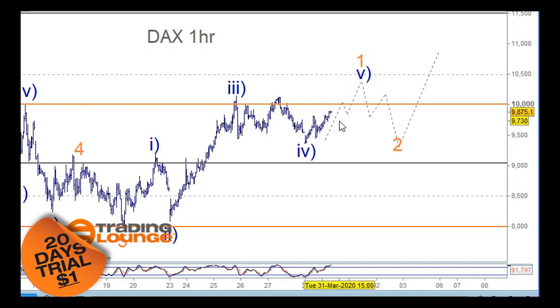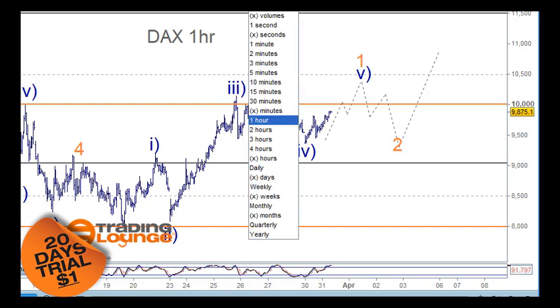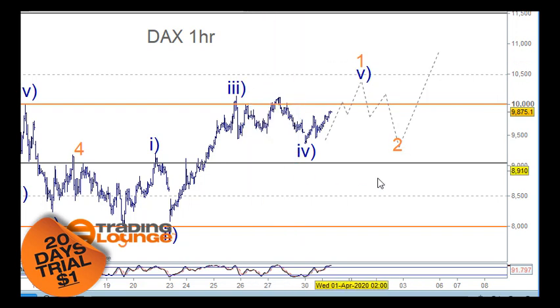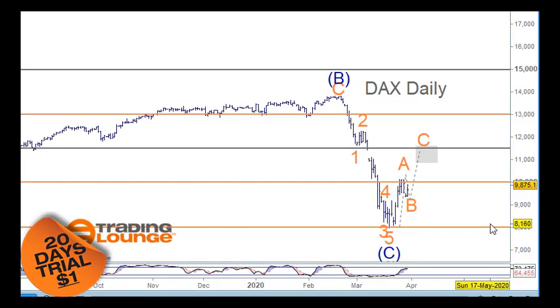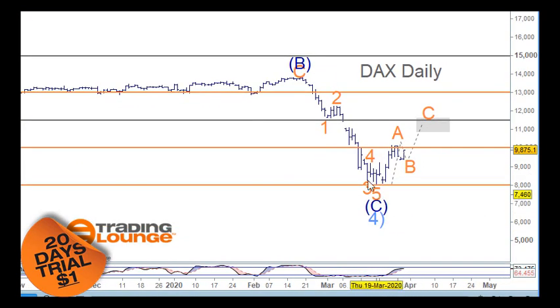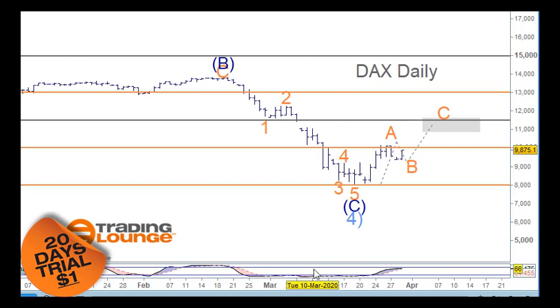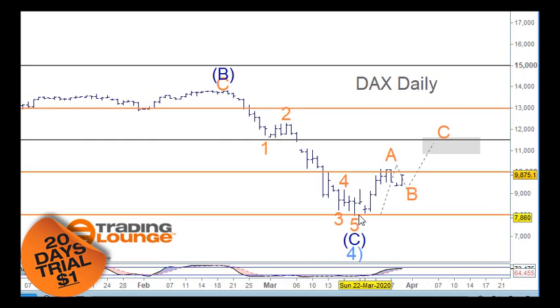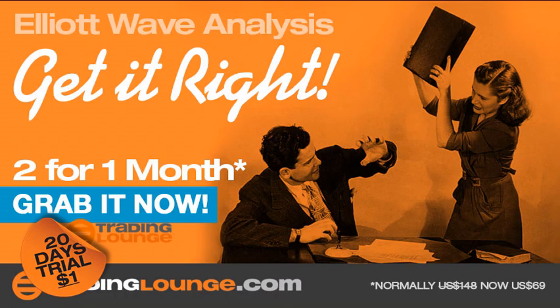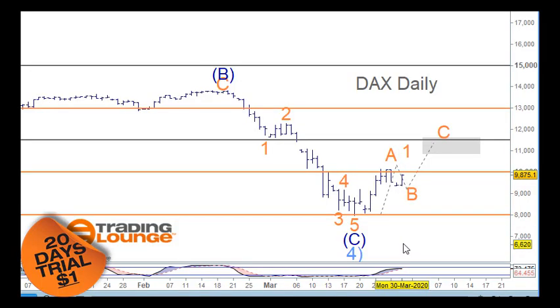We need to climb higher, at least above the 10,000. If that's the case, then we've got a case for having wave 1 in play here and ABC for wave 2, because in the bigger picture, on the daily chart, we've got it as wave B here and wave C here, the same as the S&P 500. And I've had this as wave A here, but it can certainly also be wave 1 that we're heading into at that point.